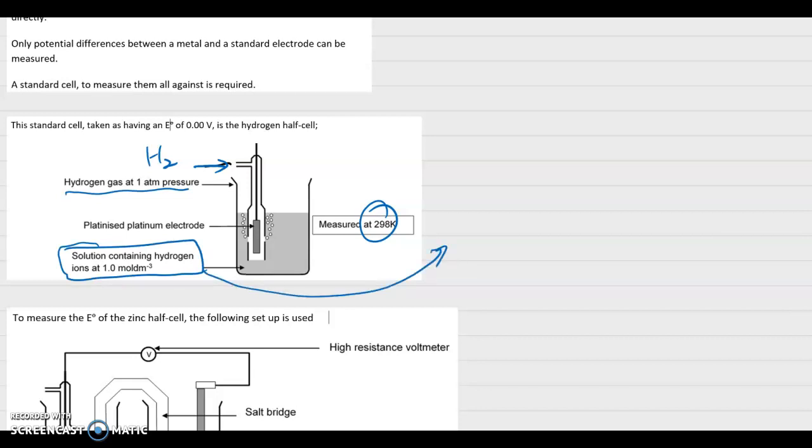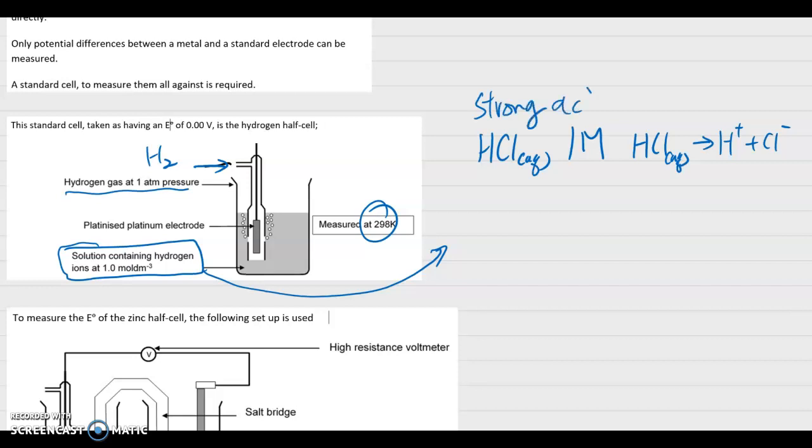We all know that hydrogen ion always comes from acid, so we can use acid. One of the common acids we use is 1 molar hydrochloric acid, because we know that 1 molar HCl in aqueous form dissociates completely into hydrogen ion and chloride ion, since it is a strong acid. Not only hydrochloric acid can serve this purpose; nitric acid can also serve this purpose.